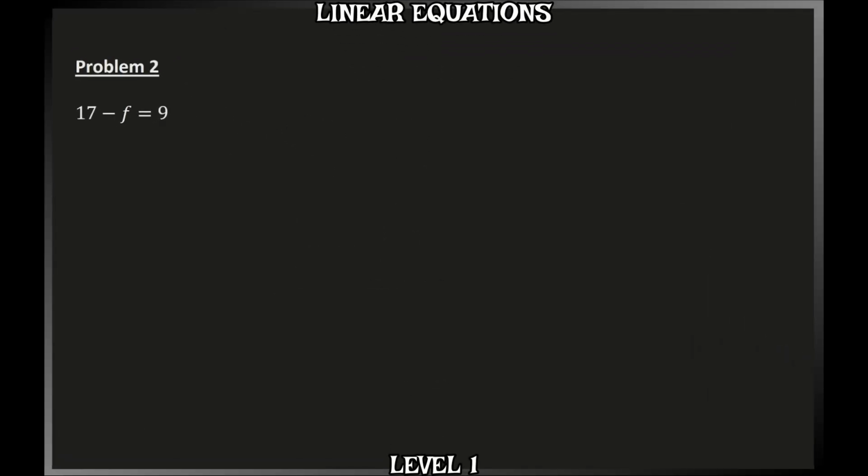In problem 2, we're solving the equation 17 minus f is equal to 9. And this means we need to find the value of f. Now on the left-hand side, we first need to remove the 17. And the 17 is positive, so it's a plus 17. And the inverse of plus 17 is minus 17.